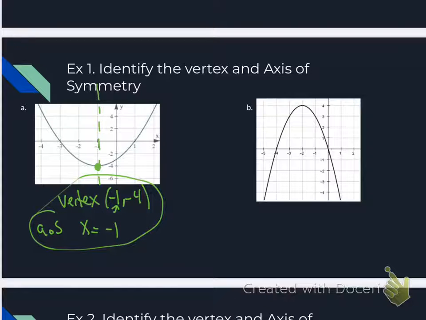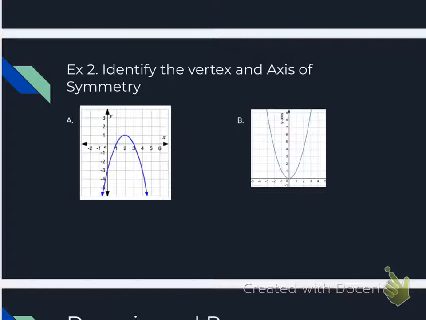For b, we look for our vertex again, right here. X coordinate goes first, so that's -2. Y coordinate is 4, so vertex. Axis of symmetry is going to be your first coordinate, again, because these are vertical parabolas. We can write that as x equals -2.